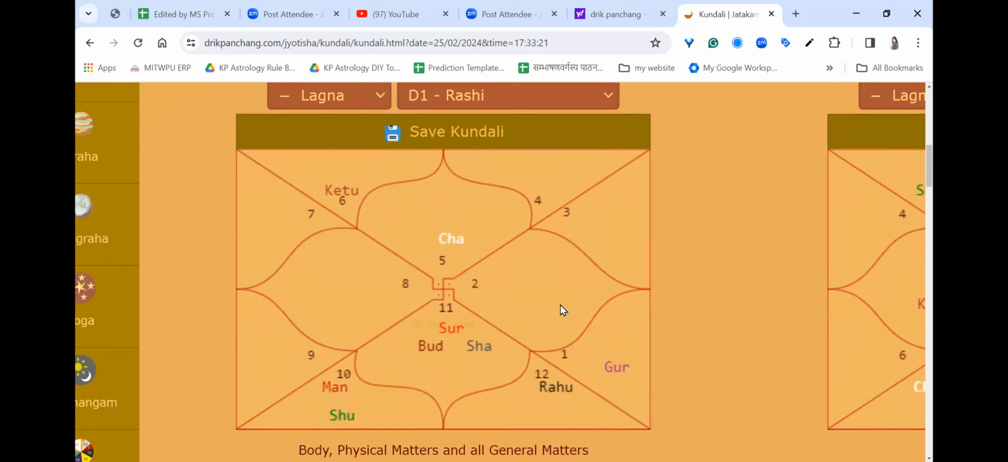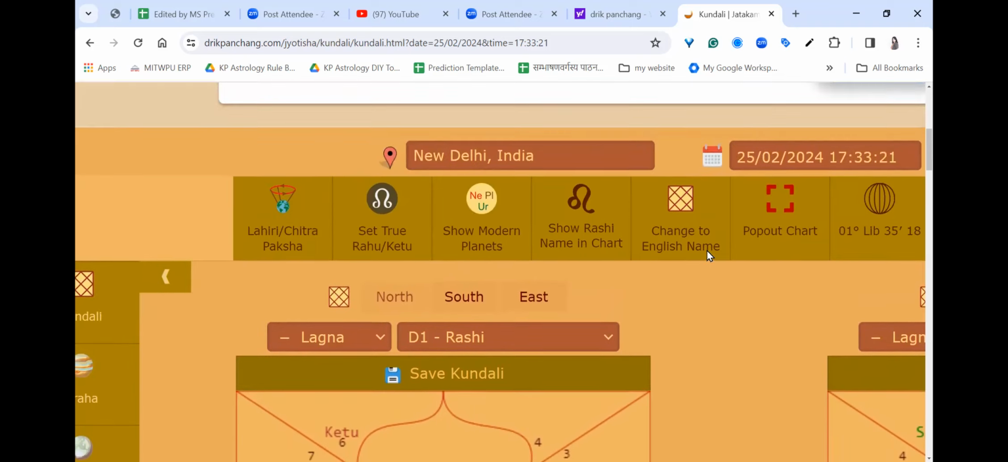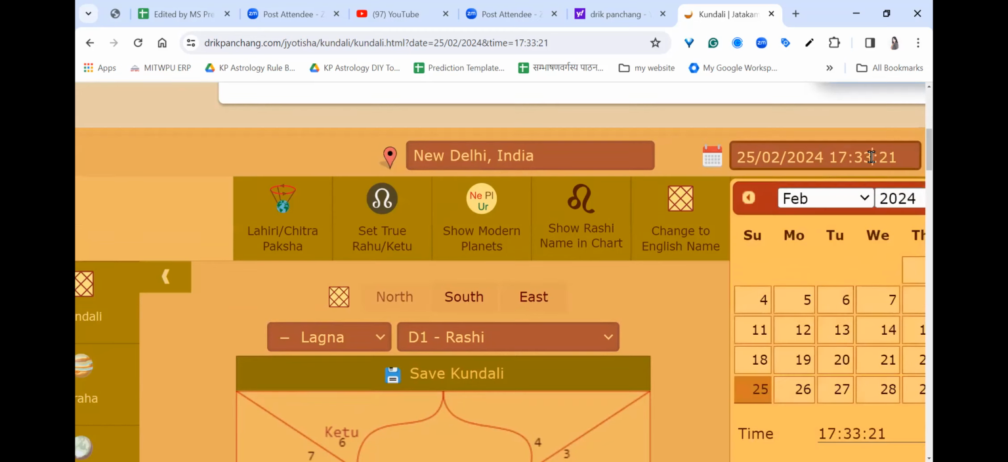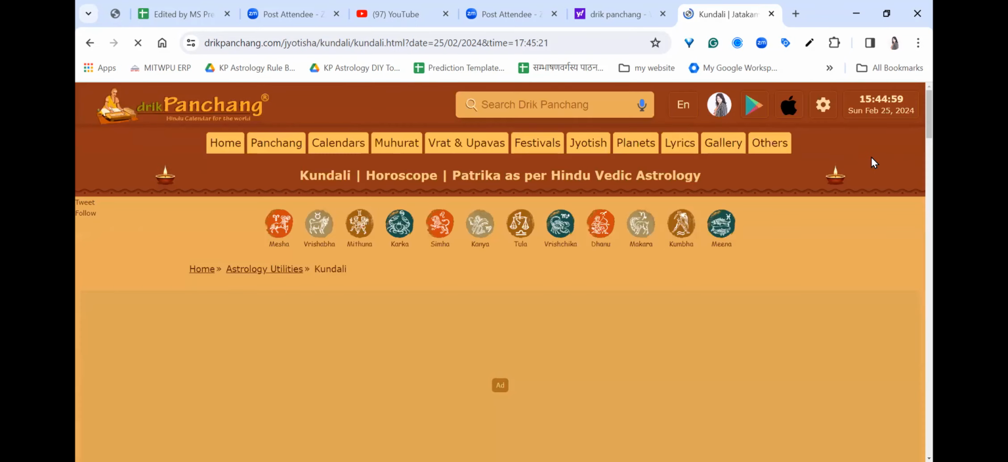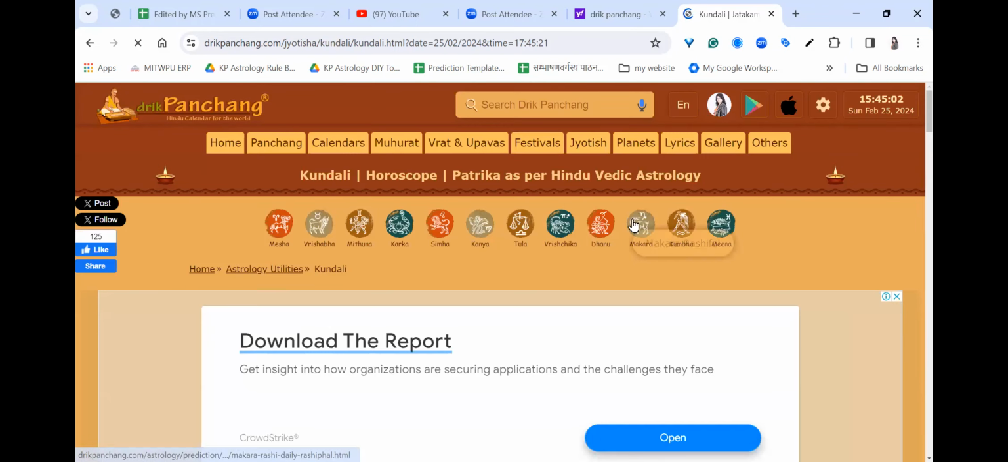Jaya, tell me, in the first house, what do you see now? I see 4. No, it has to become 5. Even I can see 4 only. Click enter so that the time here changes to 1733. It's done, but it's still showing 4 in the first house. So make it 1745. Yes, now it's 5 in the first house. A slight change.